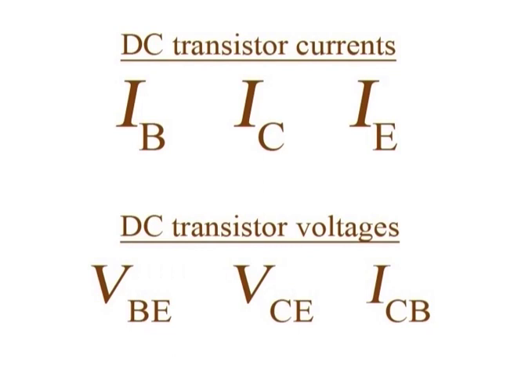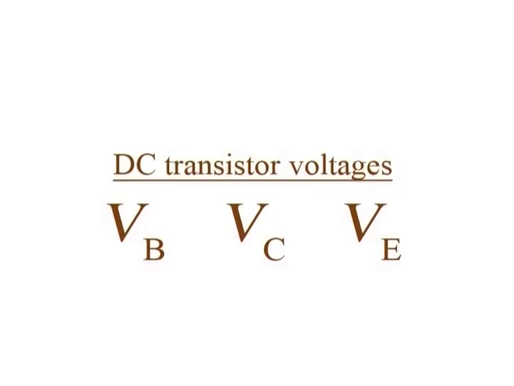For example, IB, IC and IE are the DC transistor currents. VBE, VCB and VCE are the DC voltages from one transistor terminal to another. Single subscripted voltages such as VB, VC and VE are DC voltages from the transistor terminal to ground.